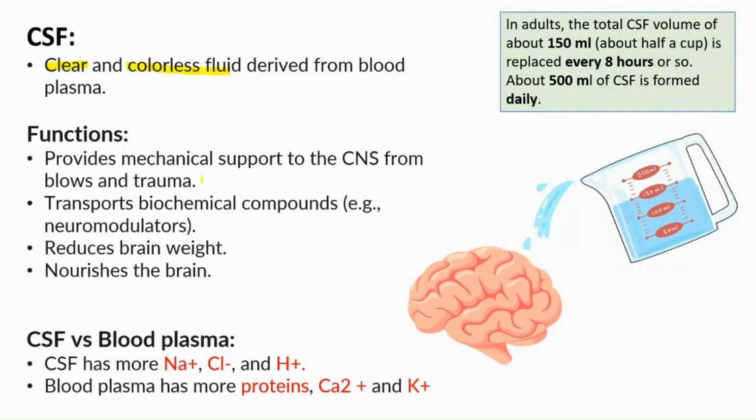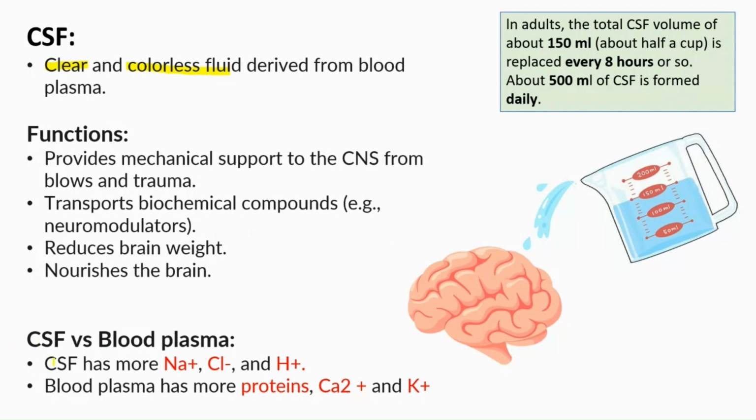So if, for example, any blow or trauma happens to the brain, the damage will be much less because it is surrounded by this fluid. Okay, this fluid can also nourish the brain, and it contains some biochemical compounds like neuromodulators that are also important for the functioning of the brain. So we said it's derived from blood plasma, right? Is it the exact same composition? No, of course not. There will be some differences.